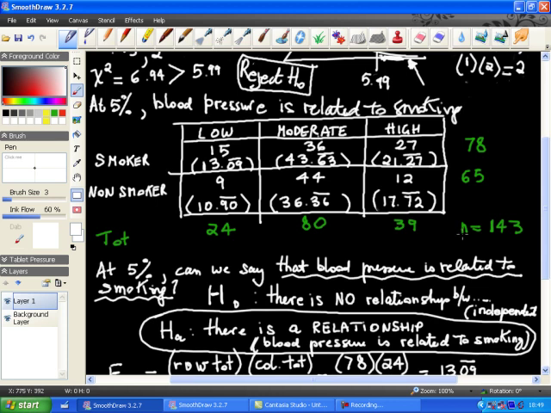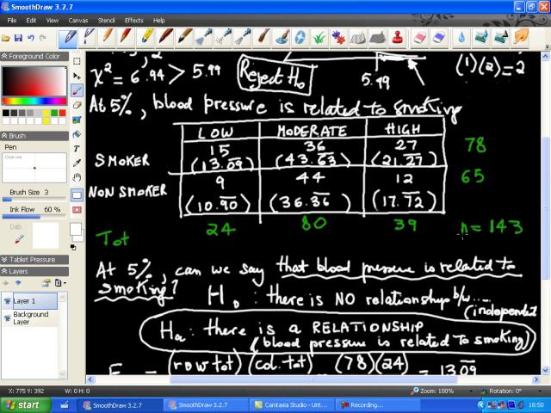Now, accepting the null hypothesis can be tricky to word. If we had accepted the null hypothesis, which is not this case, we would have had to say that we didn't have enough evidence to find that one depended on the other. But if we reject the null hypothesis, we can find a relationship. So we can say that one depends on the other.